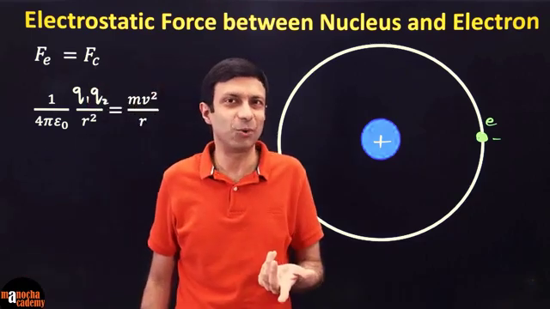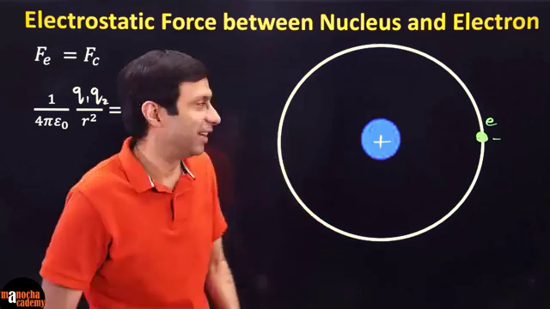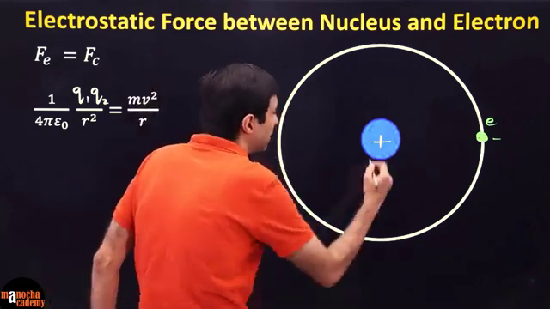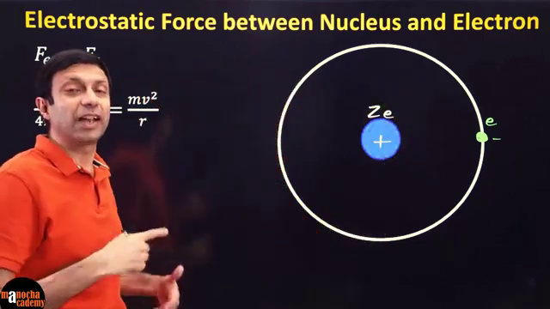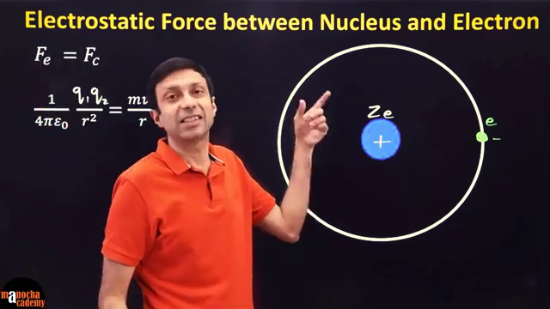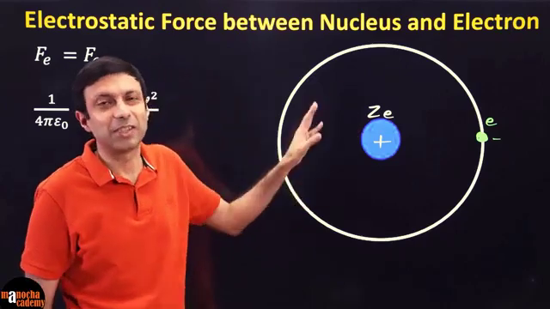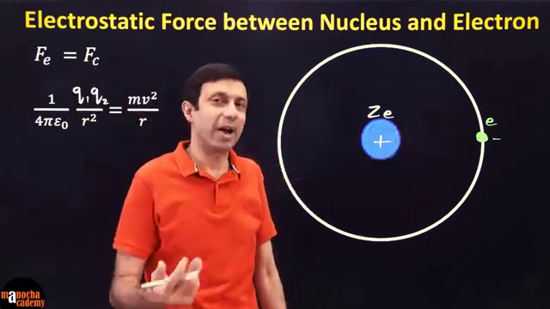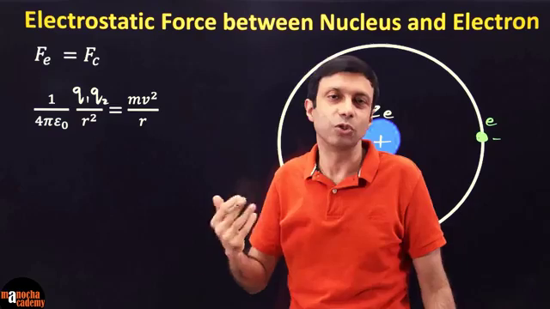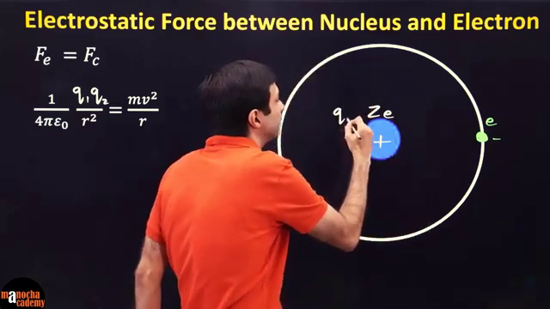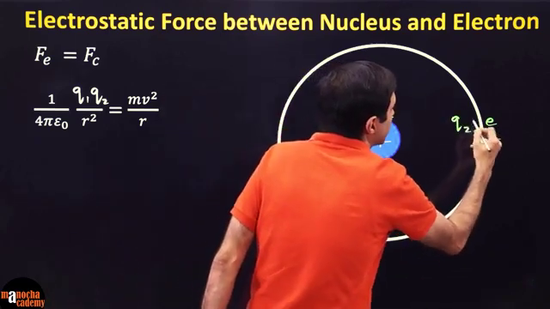Now, how many protons does a nucleus have? It is called atomic number in chemistry, which we denote by Z. So the charge of the nucleus is going to be Z times E, because remember, electron and proton have the same charge, and the nucleus has atomic number Z of protons in it. So the charge of the nucleus is plus Ze, and the charge of the electron is minus E, right? Let's say the charge of the nucleus is Q1, and the charge of the electron is Q2.